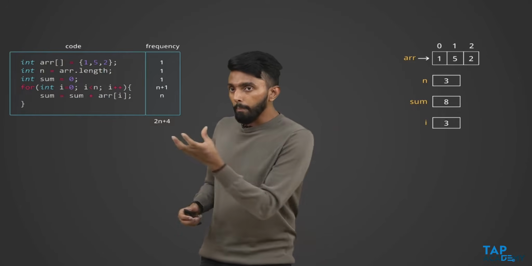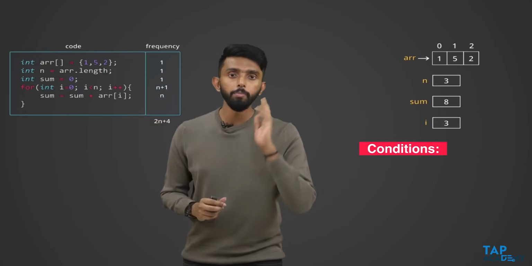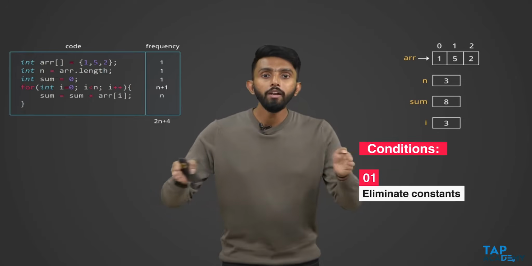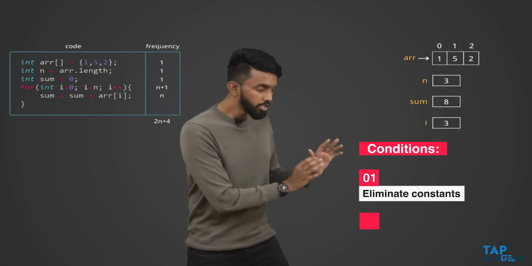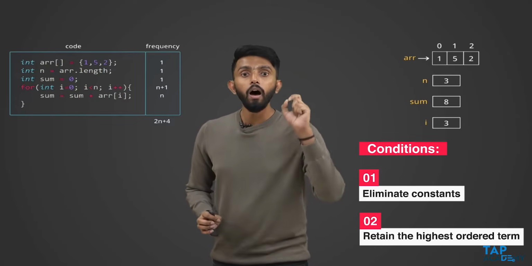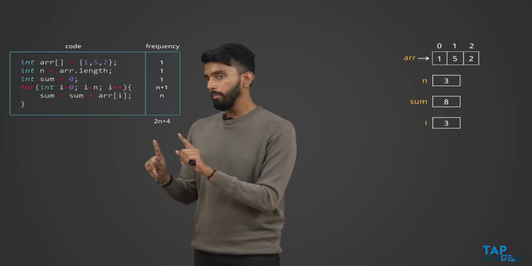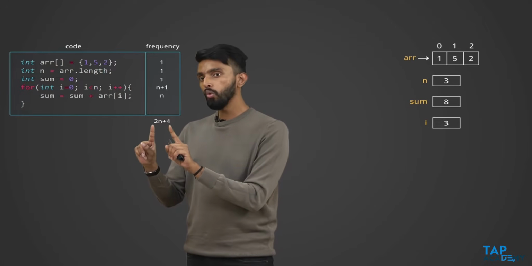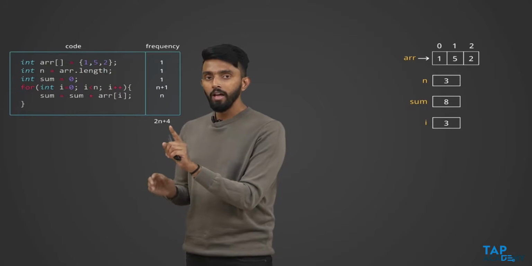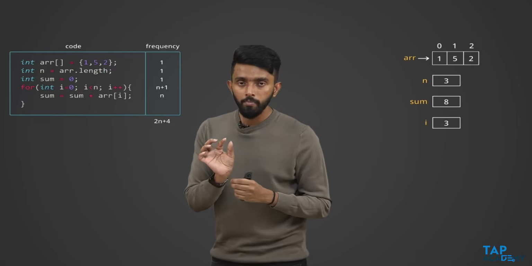Now, to represent this as big O, there are 2 conditions you must keep in mind. Condition number 1 is to eliminate constants. Condition number 2 is to only retain the highest order term. Now what do I mean by this? Tell me, what are the constants here, friends? 2 and 4. If I eliminate 2 and 4, what I'll be left with is n. Now, n is the only term, which means it is the highest order term, right?